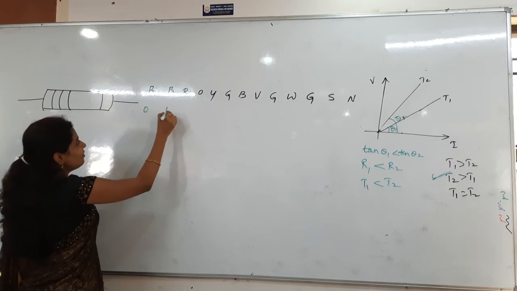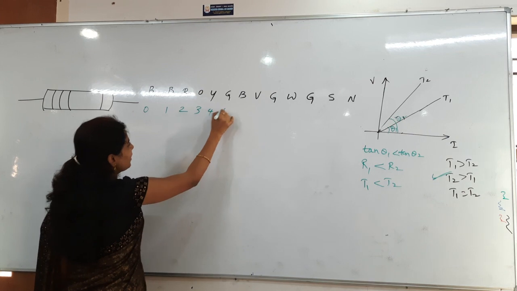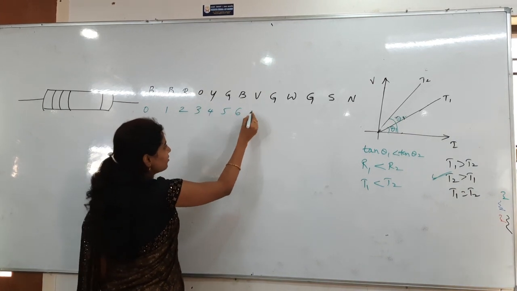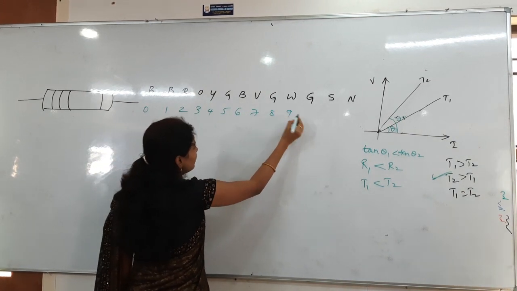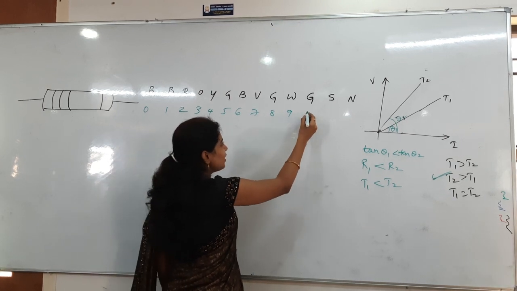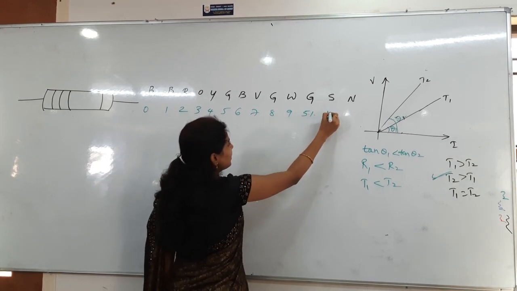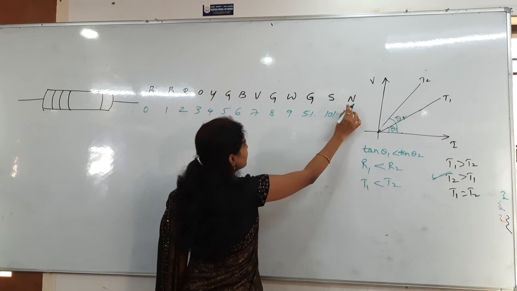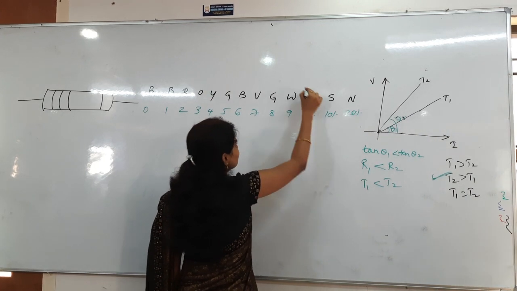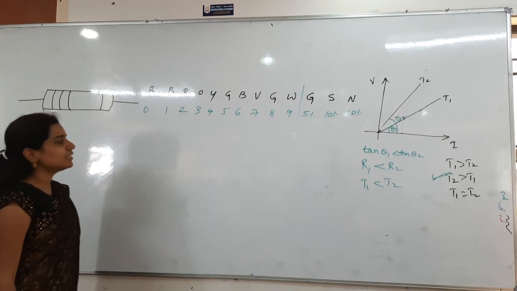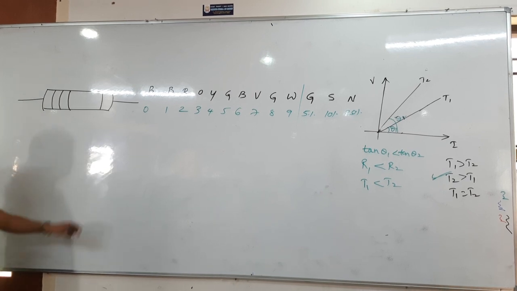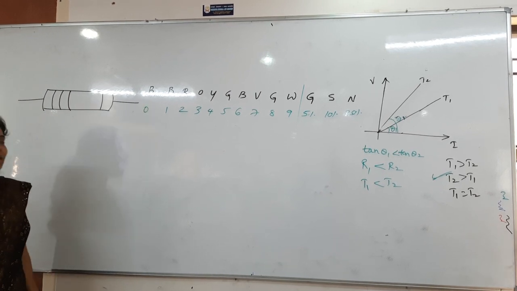See that, 0, 1, 2, 3, 4, 5, always you have to start from 0 only. 6, 7, 8, 9, 10, 11, 12, correct? 5%, 10% and then 20%. So these are the color codings. In that, here B indicates what here? Black. Black color.